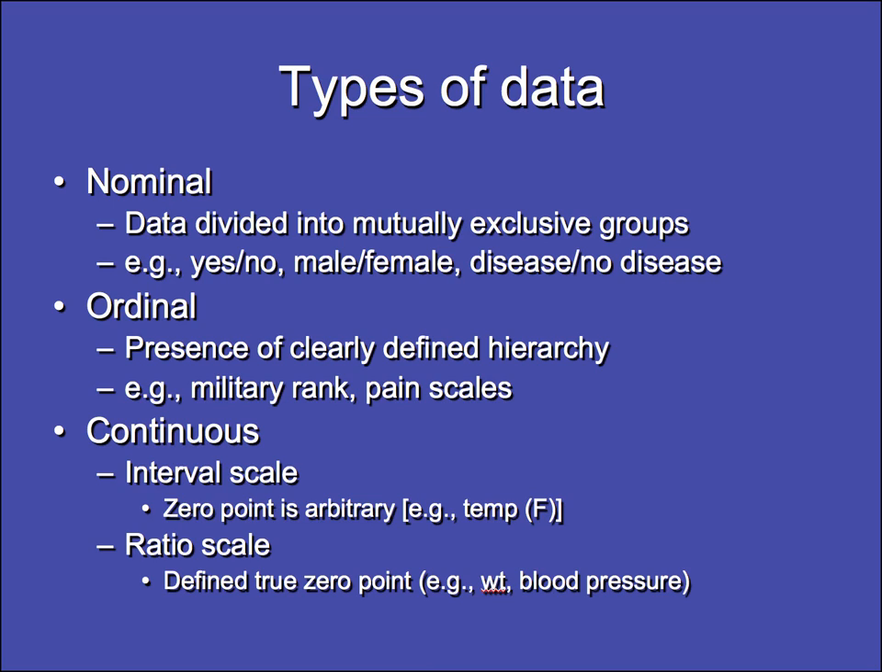There's two different subtypes of continuous data. The first being interval, and for interval data the 0 point is arbitrary. So 0 degrees Fahrenheit does not mean that there is no temperature. Whereas with ratio scale data there is a true 0. 0 kilograms of weight means no weight. 0 systolic blood pressure means the absence of systolic blood pressure.